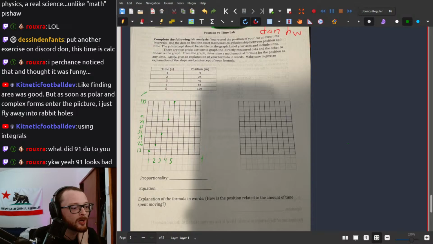Finding area was good as soon as polar complex forms enter the picture. Just fly away into rabbit holes using integrals. Yeah, kinetic football. That's understandable.